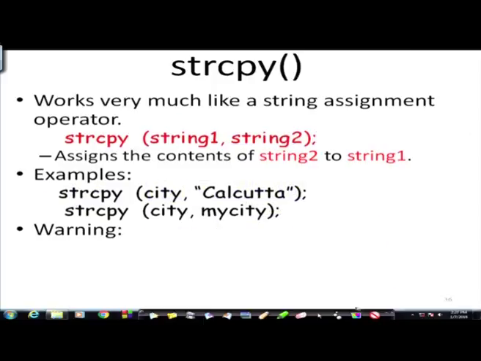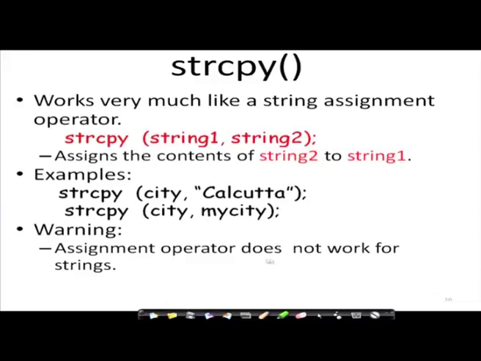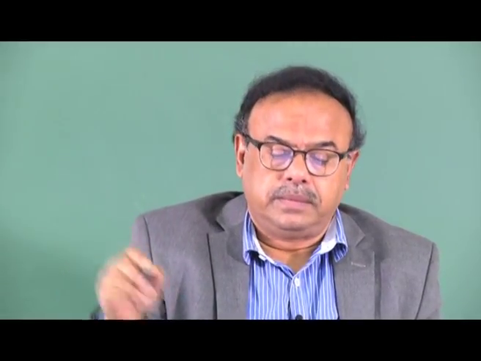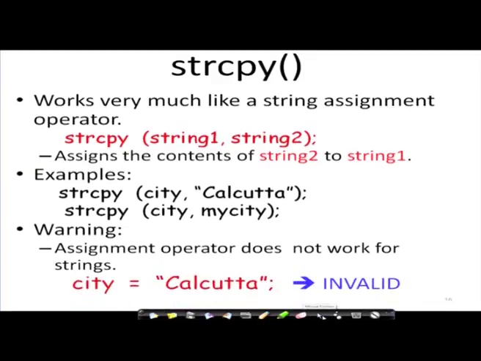Now, there is a warning here, that is, the assignment operator does not work for strings. So, I could not have done string 1 assign string 2, or as we are doing here, city assigned my city, that won't do. The assignment operator will not work in the case of strings. So, city assigned Calcutta is invalid.